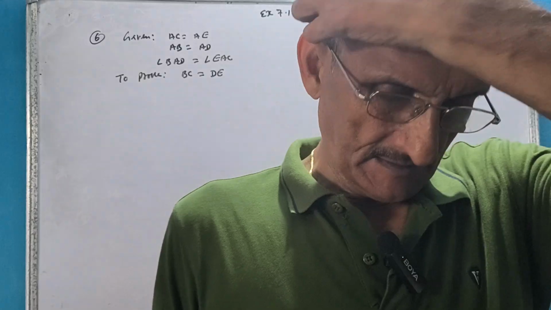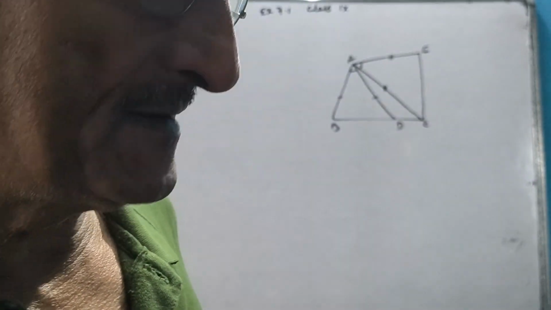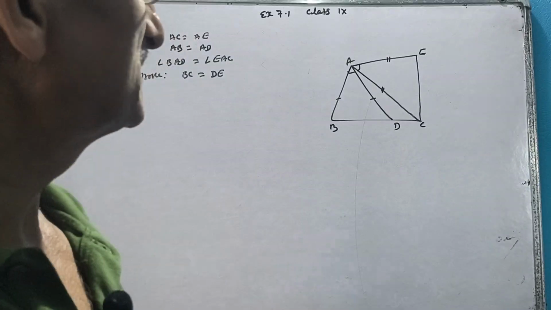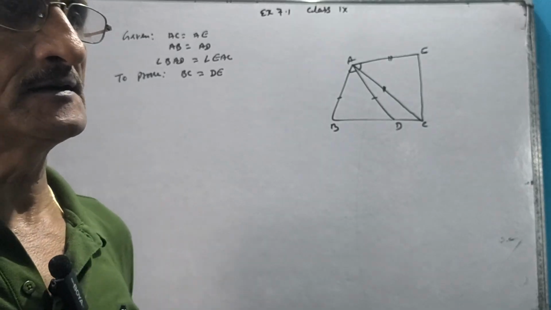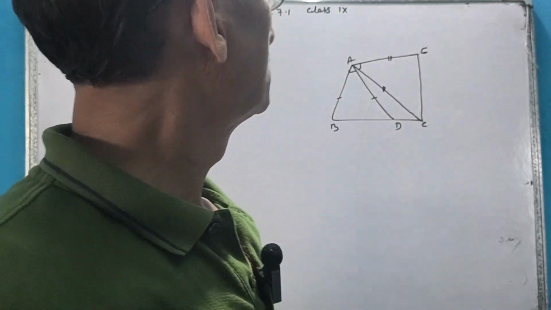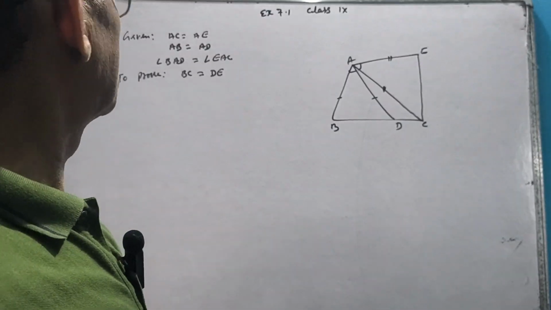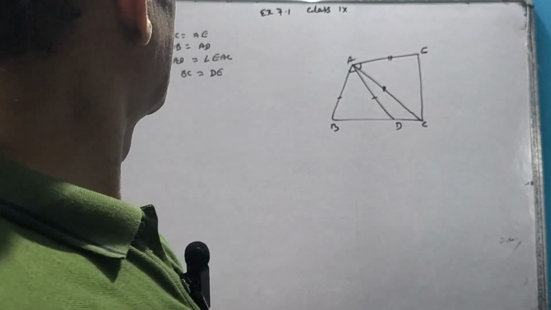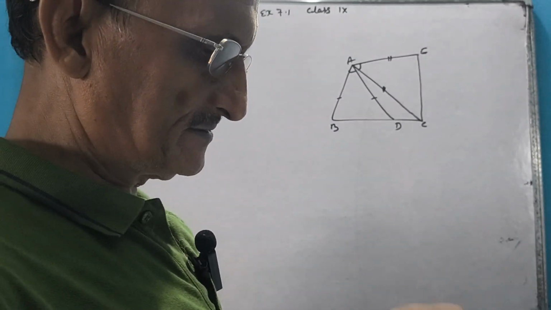Hello students. In the previous class we did class 9 chapter 7 exercise 7.1. I explained the chapter and the basic concepts, and we have done questions 1 to 5. So today we will start from question 6 and do the remaining sums.